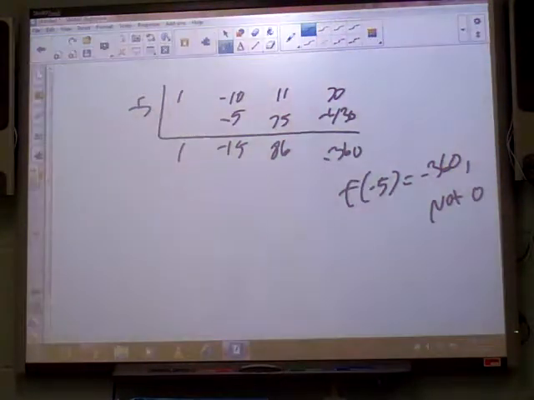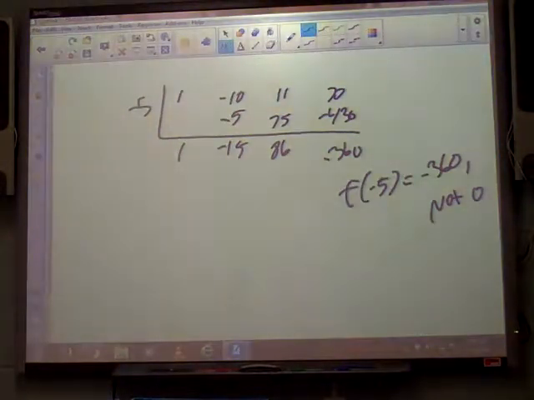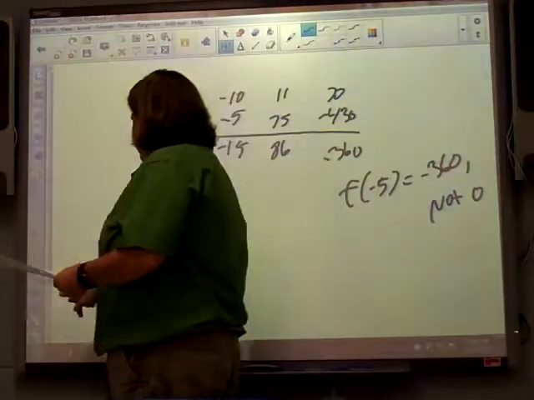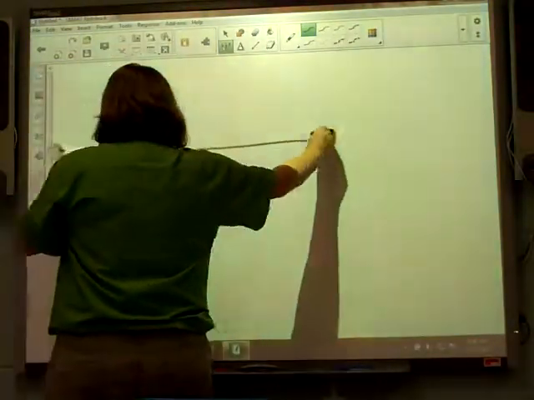Alright, part B says show that x plus 2 is a factor, and then factor completely. Okay, so I'm going to take the same synthetic stuff again.